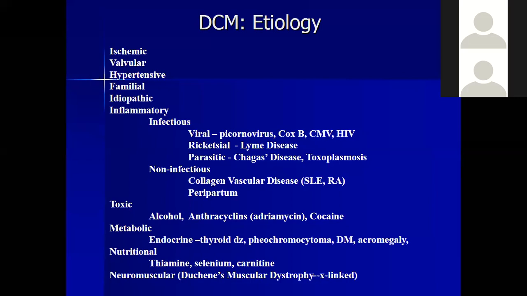induced. Metabolic, if some patient has hyperthyroidism or hypothyroidism, they can develop a cardiomyopathy, pheochromocytoma, diabetes, and acromegaly. Nutritional deficiency is also one of the causes for dilated cardiomyopathy, like thiamine deficiency, selenium, carnitine. Neuromuscular dystrophies like Duchenne is the most common. It's an X-linked disorder. Usually they can have a cardiomyopathy and usually a dilated cardiomyopathy.